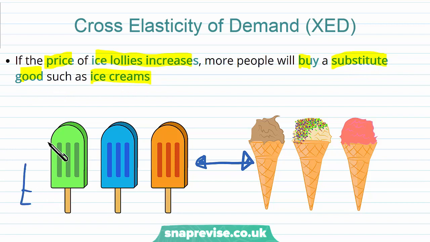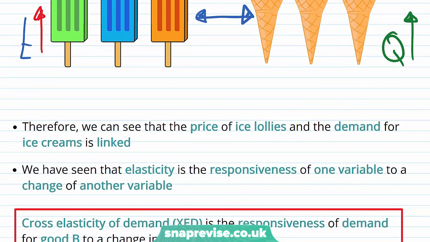So the price of ice lollies is increasing relative to the price of ice creams. And in response to this, we end up demanding more ice cream because ice lollies are now relatively more expensive compared to ice cream. Therefore, we can see that the price of ice lollies and the demand for ice creams is linked.